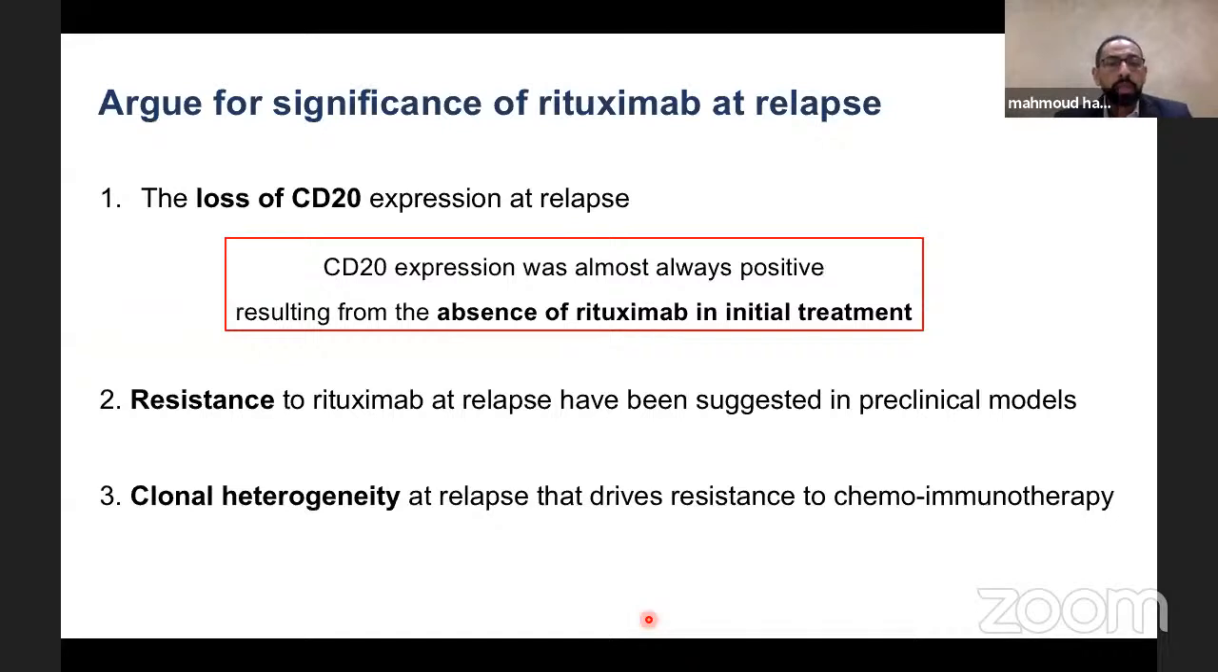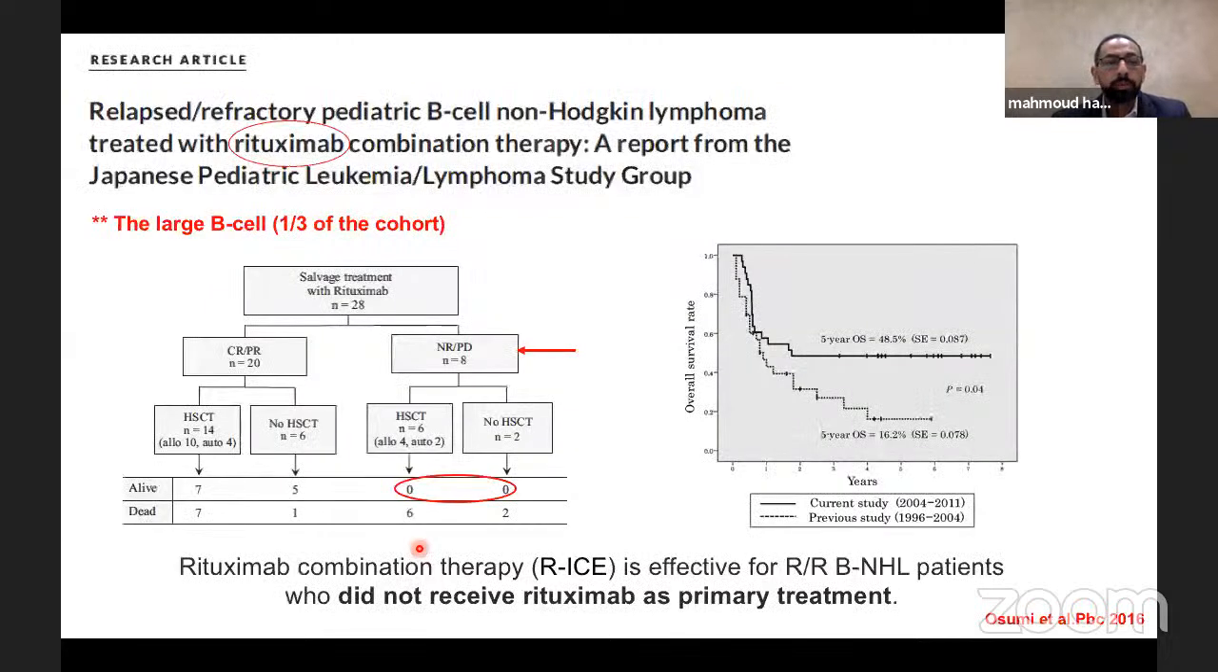And the argument for the significance of rituximab at relapse is hypothesized in different theories, like the loss of CD20 expression at relapse, but some studies didn't find this, and found that CD20 expression is almost always positive at the time of relapse, especially in the era that was not using rituximab in the initial treatment. As well, resistance to rituximab at time of relapse is also suggested in preclinical trials, and clonal heterogeneity at relapse drives resistance to different chemotherapies and immune therapies.